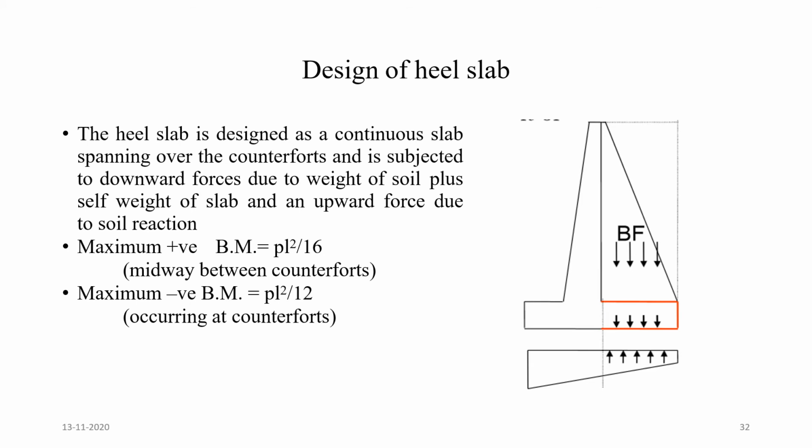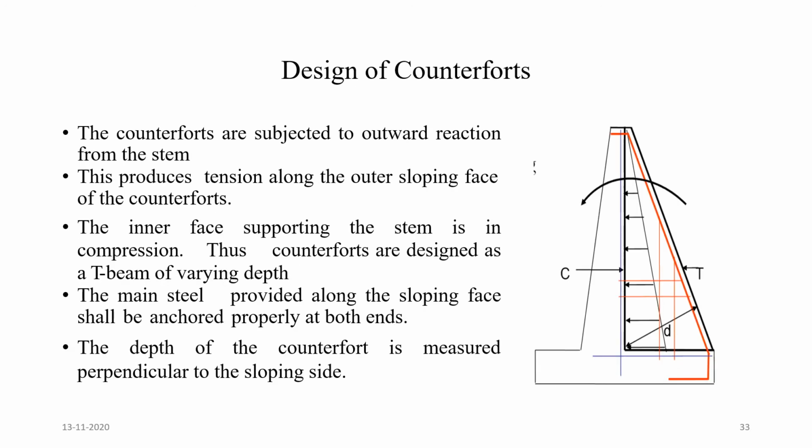Next one is design of heel slab. The heel slab is designed as a continuous slab spanning over the counterforts and is subjected to downward forces due to weight of soil plus self weight of the slab, and upward forces due to soil reaction. Maximum positive bending moment equals PL²/16, occurring midway between counterforts. Next is the maximum negative bending moment, which equals PL²/12, and it occurs at the counterforts.